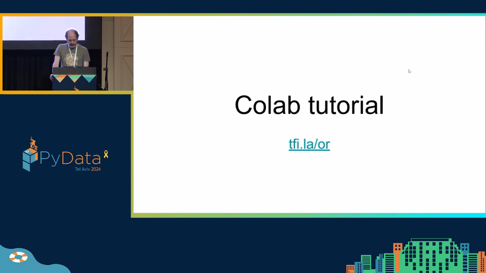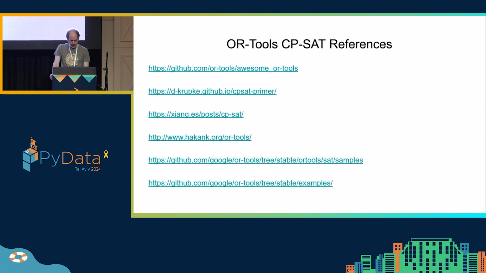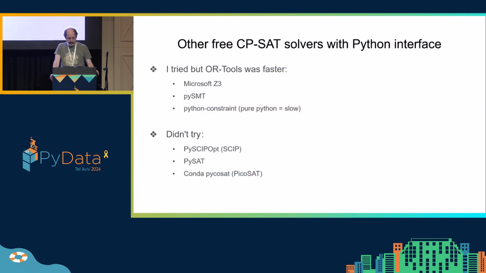So if you're interested, there's some information. Let me just mention what it is. You can look at it later. Some important references for OR-Tools, CP-SAT. Of course, there are alternative solvers in Python also. These are the most popular in open source. I tried some of them. OR-Tools was faster, but you can look into this.